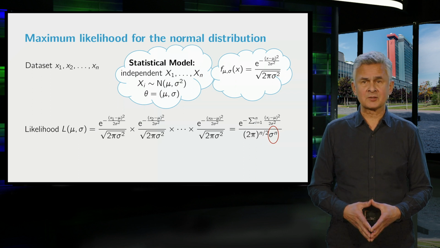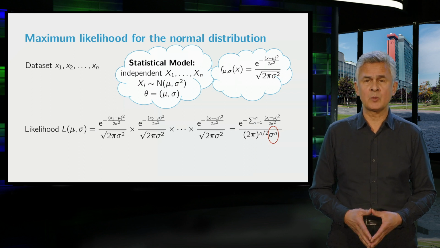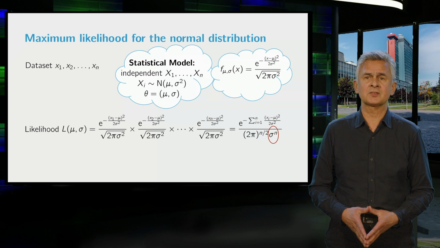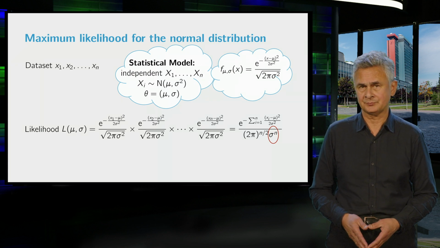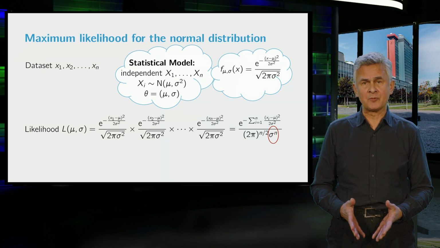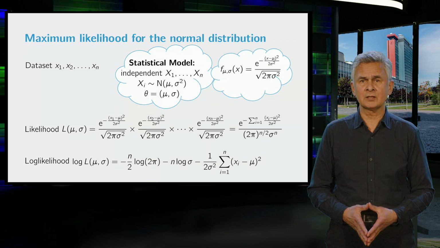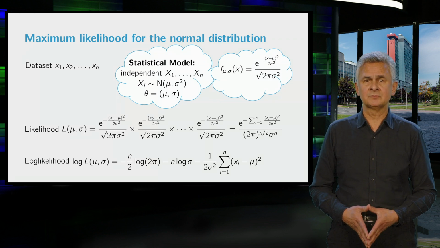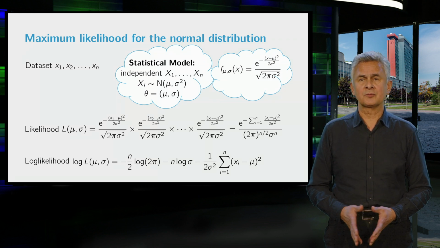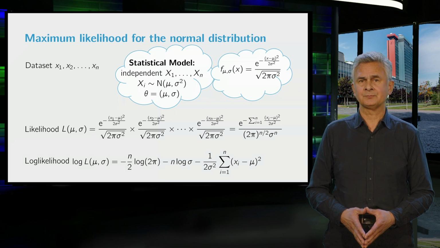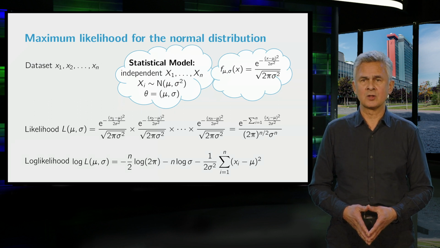Now, the method of maximum likelihood is to determine for which pair mu and sigma this expression is maximal. As before, we first compute the log likelihood, which can be written as the following summation of three terms. Let us continue with this log likelihood.